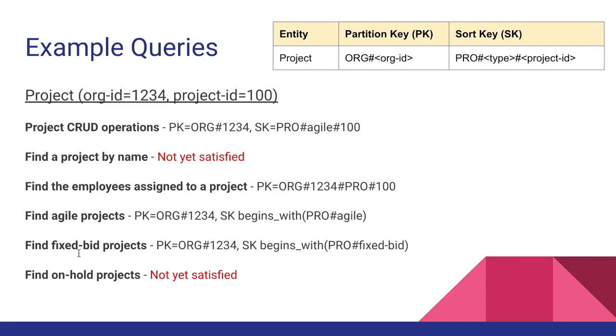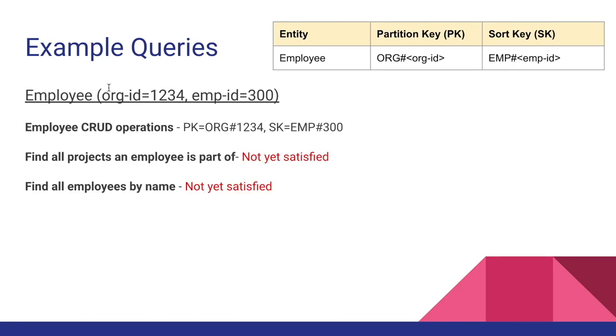Similarly, to identify all the fixed bid projects, we use the begins with operator again with PRO#, then the type equals fixed bid. I hope you understand. Okay, let's quickly move on to employees as well. So we can do the CRUD operations in a similar manner, but still we cannot find all the projects that an employee is part of. And also we cannot find the projects by name. So now let's move on to step number 5 in order to satisfy these other access patterns.